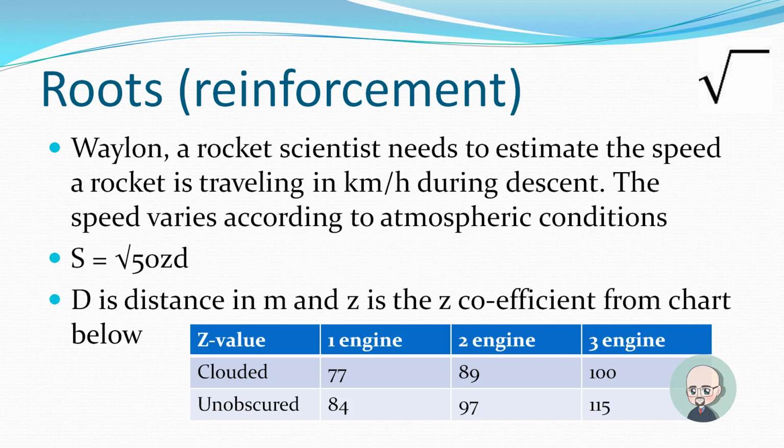Okay, so let's look back quickly, just so I can reinforce that a lot of times the GED will put irrelevant information in a word problem. So a rocket scientist needs to estimate, it doesn't matter that he's a rocket scientist. So we need to estimate the speed of a rocket in kilometers per hour during descent. The speed varies according to atmospheric conditions. Okay, so we have a formula, the square root of 50ZD. D is the distance in meters and Z is the coefficient from the chart below.